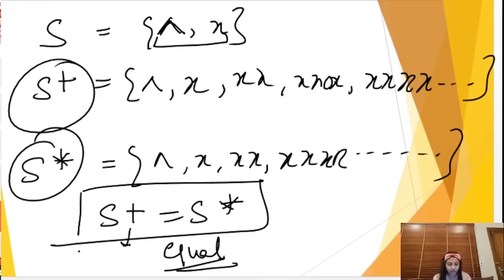So this plus is what we call the positive closure. This is my Kleene closure, the Kleene star, and this plus is my positive closure.